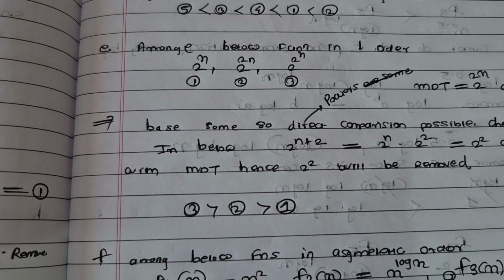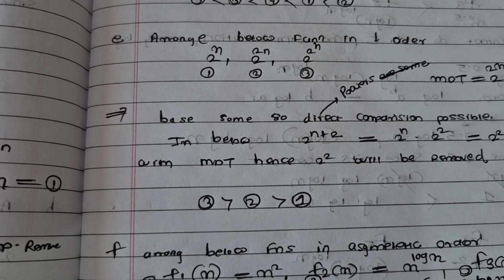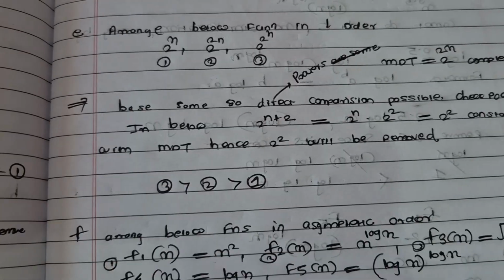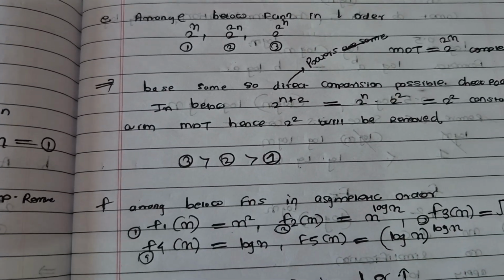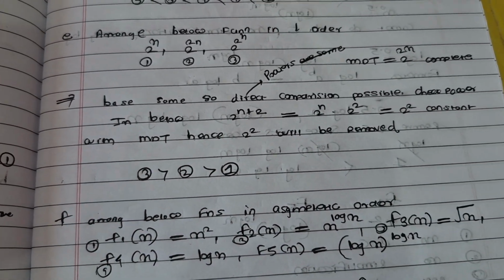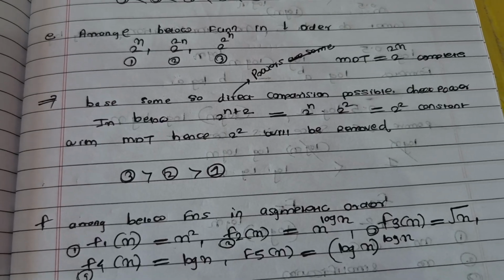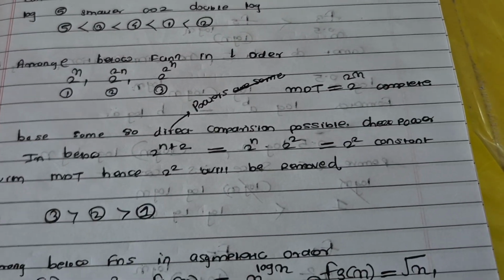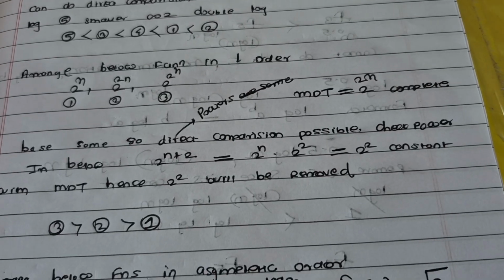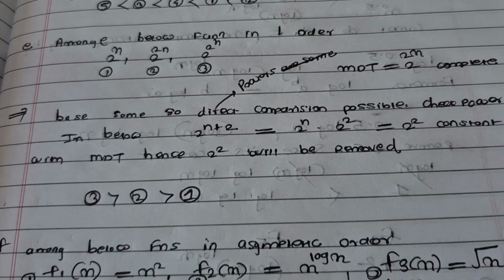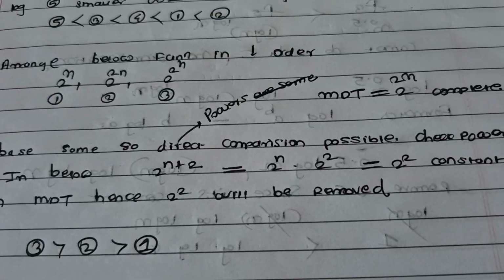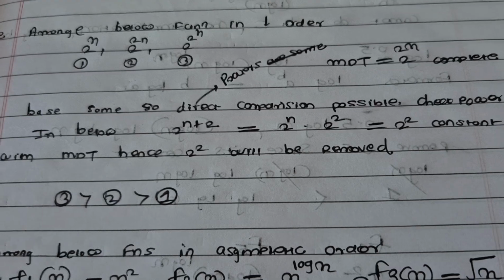This is 2 to the power n, 2 to the power 2n, 2 to the power 2 to the power n. So bases are same here, and powers. So direct comparison between powers would happen because all three bases are same here. Check power in below, so they have given this example. If it is like 2 raised to n plus 2, then you can separate the terms like 2 raised to n dot 2 raised to 2, and 2 raised to 2 is constant, so you can remove that.